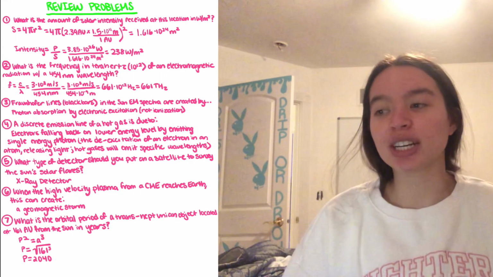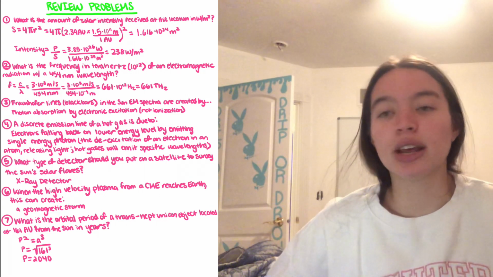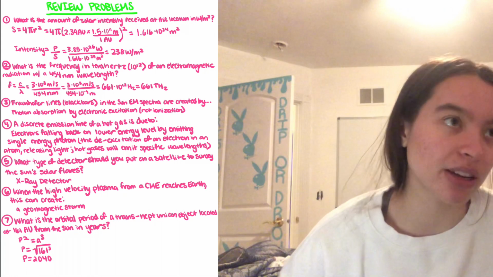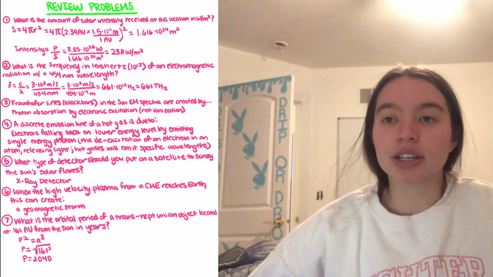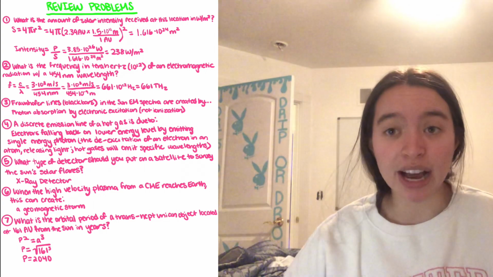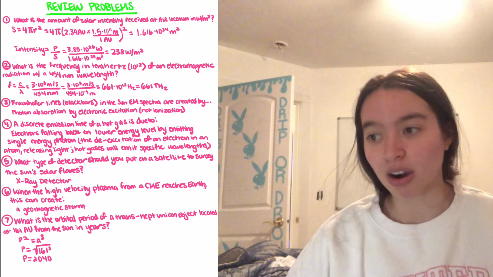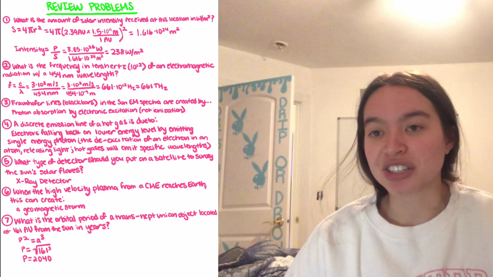The first question is, what is the amount of solar intensity received at this location in watts per meter squared? And again, you're given certain values. When you get a problem like this, you should recognize that you're going to use the intensity equals power over S equation. Solve for S by knowing it's 4 pi r squared, and then just make sure you keep track of your units and you're good to go.